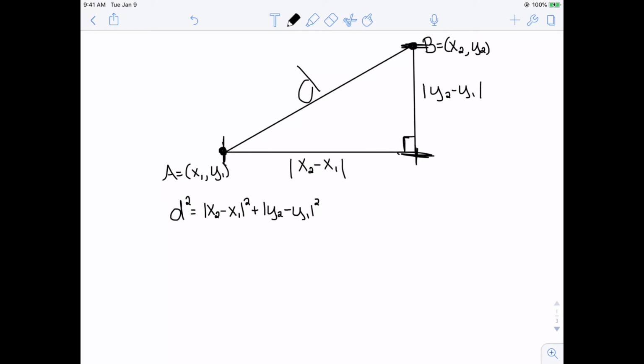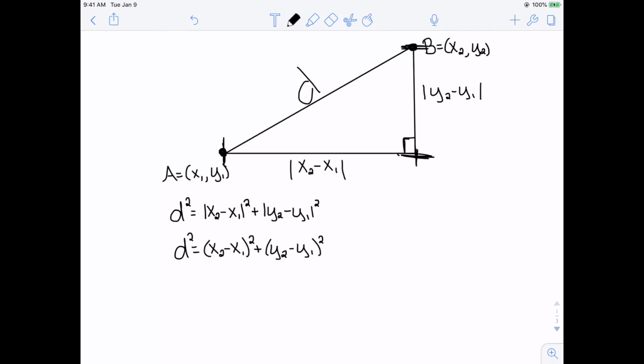When we square a number, it's always going to be positive, so I no longer need these absolute values. Before, it was to make sure the distance was positive. But if it's negative, once I square it, it's going to be positive anyway. And once I have that, I can take the square root of both sides. That way I have just a d on the left-hand side.